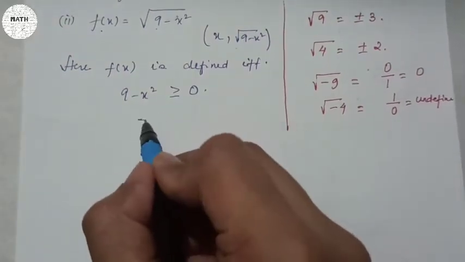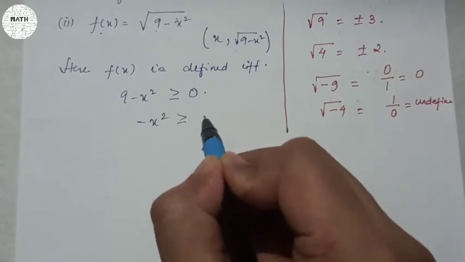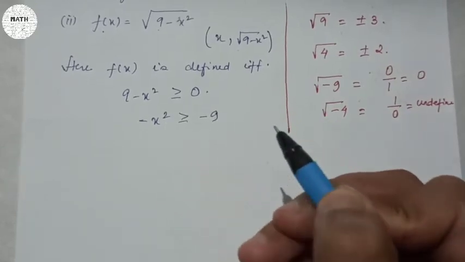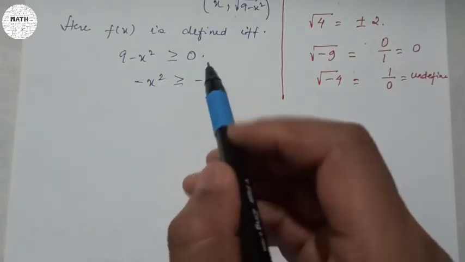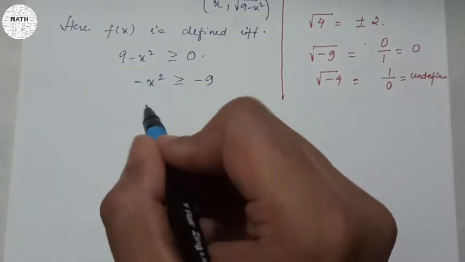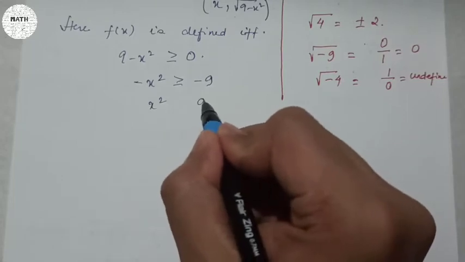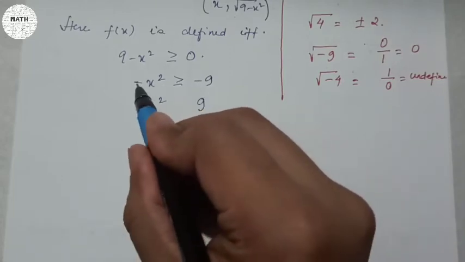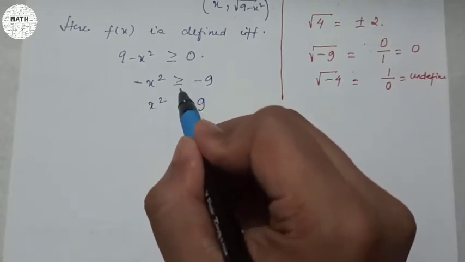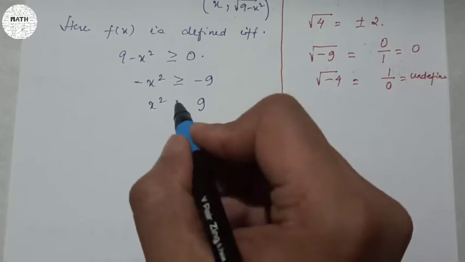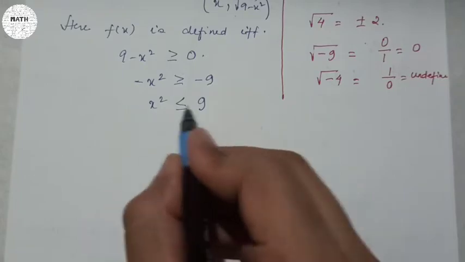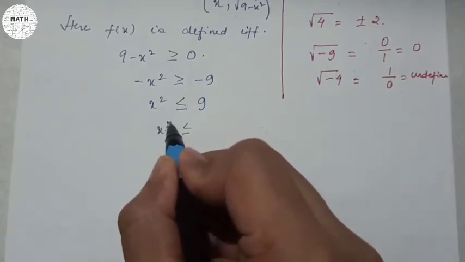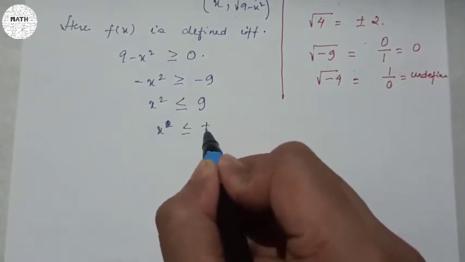So the next term I can say minus x squared greater than or equal to minus 9. Now there's a little bit tricky part over here. I got both minus and minus, means I can cancel minus and minus. So next term will be x squared less than 9. So if you are changing the sign, even this sign will change. Your greater than sign will be your less than. Okay, so x squared less than equal to 9, so x less than equal to plus or minus 3.